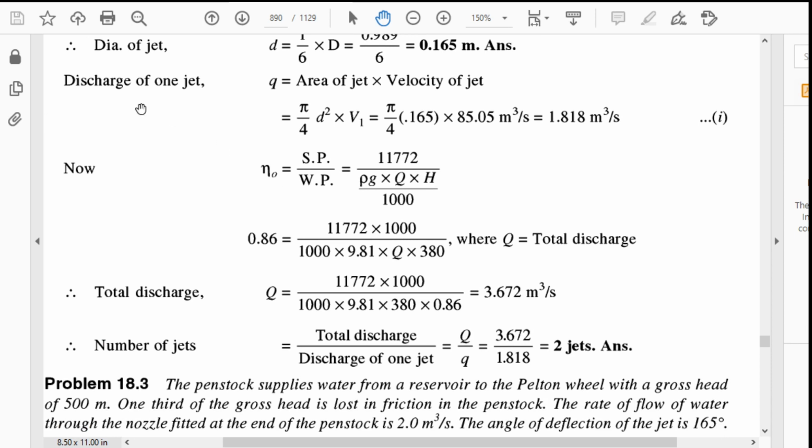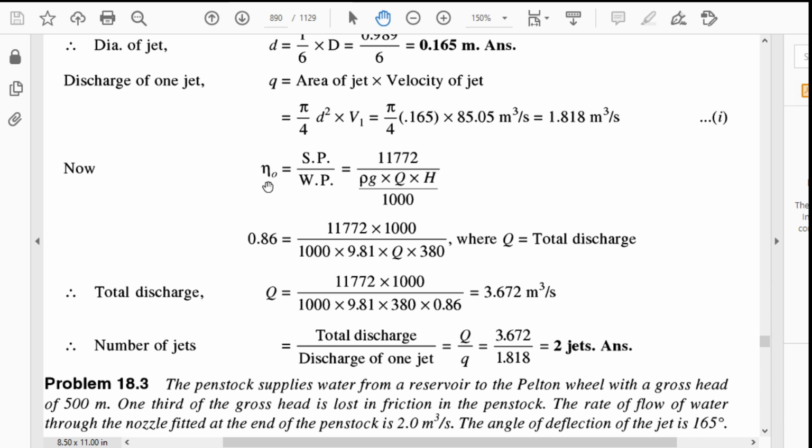Now secondly, they have asked us to find the number of jets. For that, you first have to find the discharge from one jet. So discharge of one jet will be small q equals area of one jet into the velocity of jet. Area of one jet will be pi by 4 d square. d is known, 0.165. Substitute here, the discharge through one jet will be 1.818 meter cube per second.